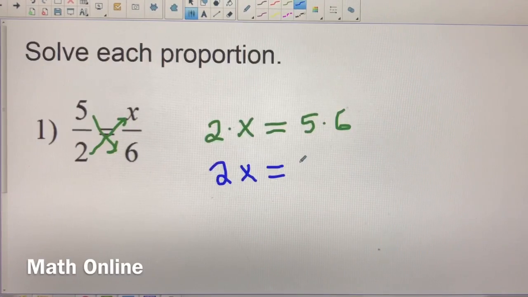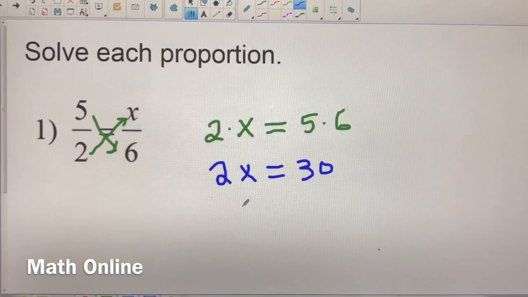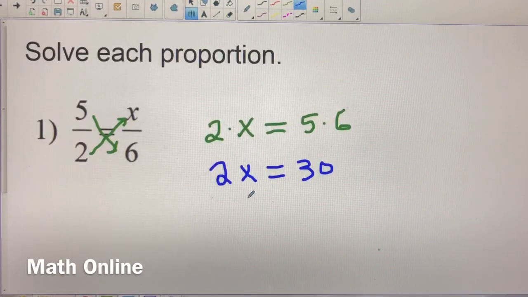I hope everyone said 30. Okay, so there it is, 30. Awesome. Now, we have a simple equation to work with, right? So no more fractions. And you've seen these equations in Math 1. So here's the thing. This is a simple linear equation.